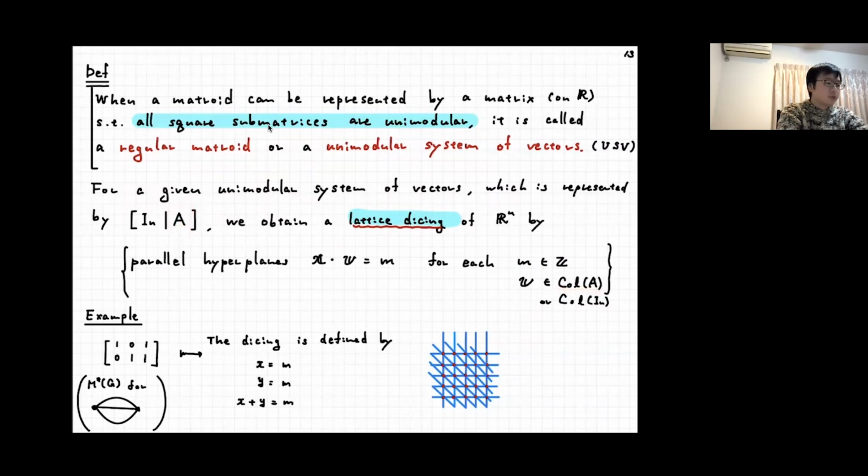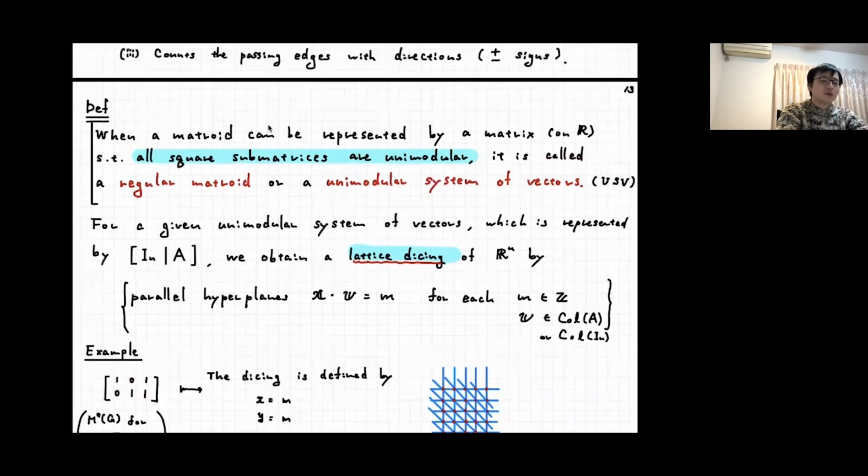So as one example, if we consider the matrix 100111, this is in fact the regular matroid coming from the cographic matroid for the graph G, as before. Then starting from this regular matroid, we can get the dicing by considering x and y here and taking the product. We obtain that x equals m, y equals m, and x plus y equals m, which correspond to these 1, 0, 0, 1, 1, 1. So we obtain a lattice dicing in this case.